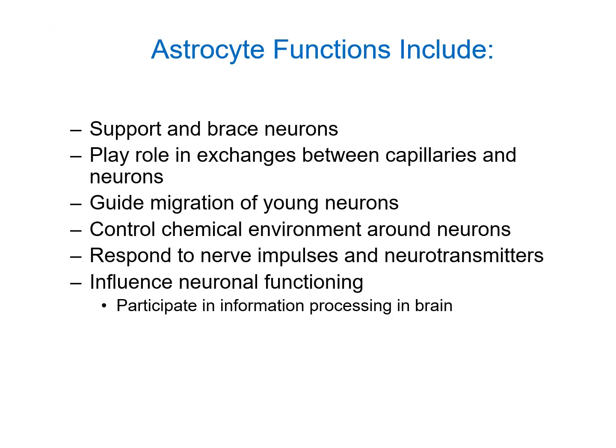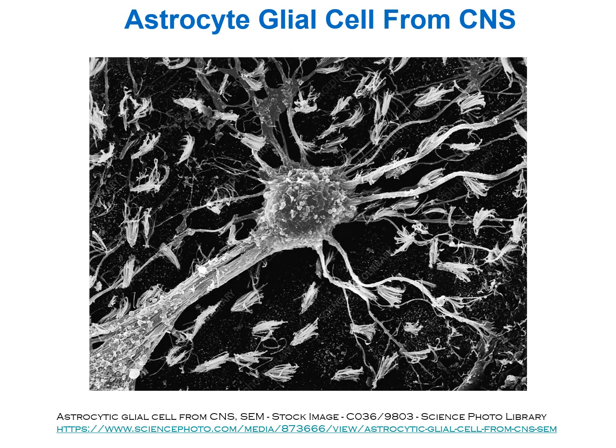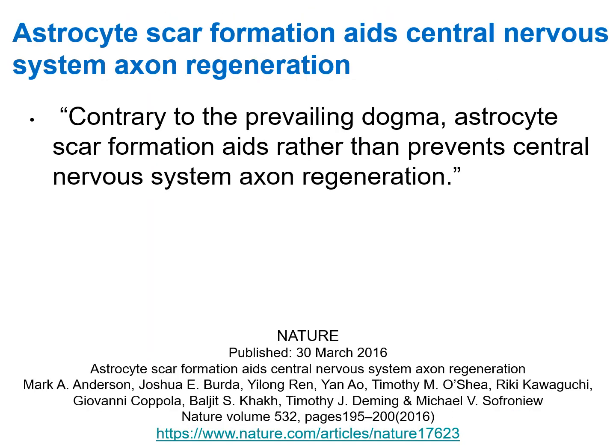So they support and brace neurons, play a role in exchange between capillaries and neurons. They guide migration of young neurons and control chemical environment around the neurons, and respond to nerve impulses and neurotransmitters, which are the chemistry of the cell, and influence neuronal functioning, participate in information processing in the brain. And this was a picture from a scanning electron microscope that I had available for you to see in chapter 1 as well. So those were review slides.